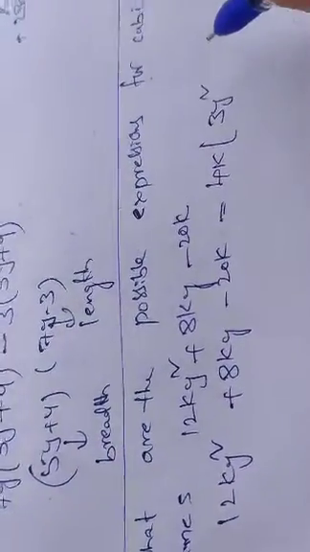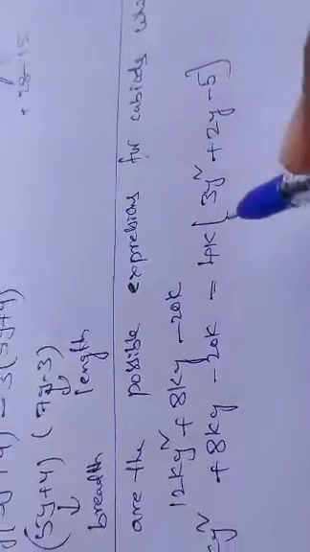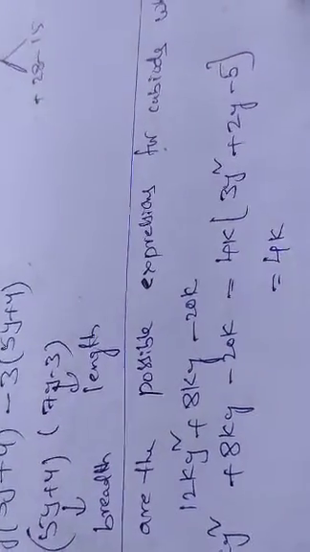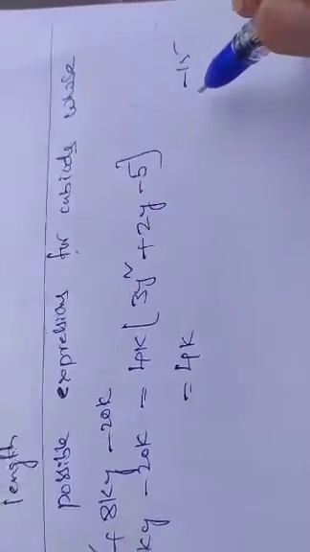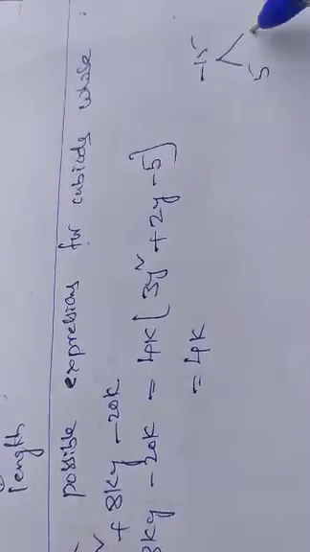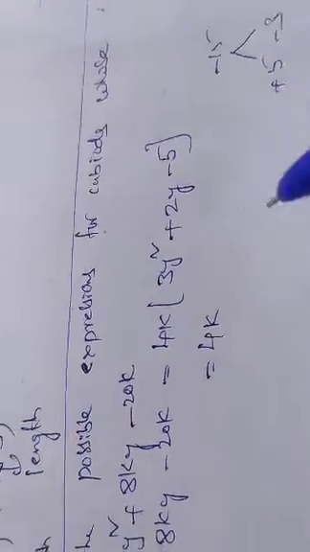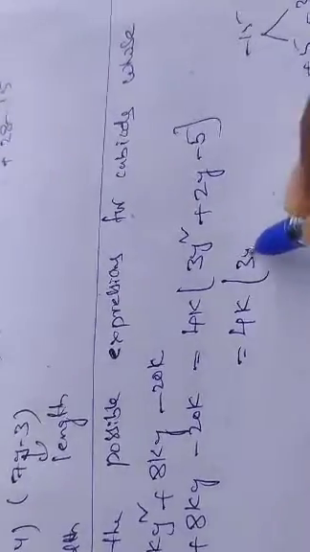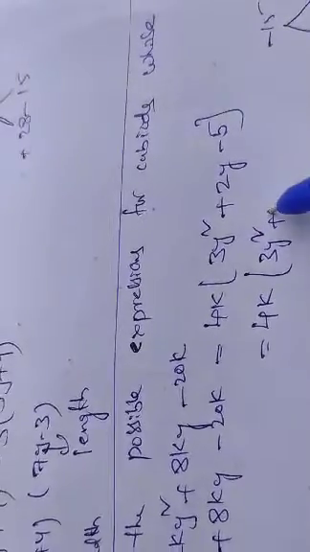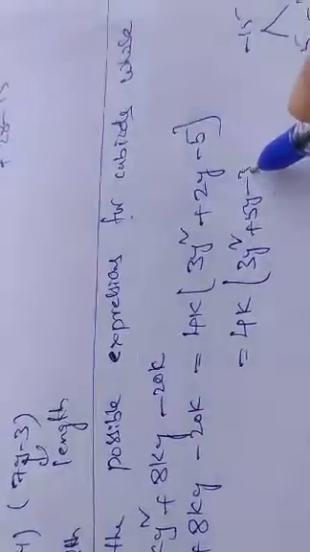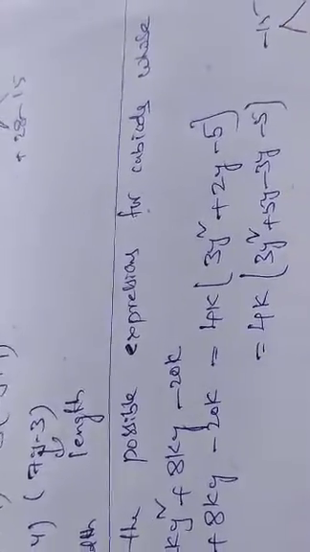We can take in this 4k common. So what is left? 3y square plus 2y minus 5. So 4k, here we can write it as minus 15. The minus 15 can be split as 5 and 3. So plus 5 minus 3. So splitting the middle term, 3y square plus 5y minus 3y minus 5.